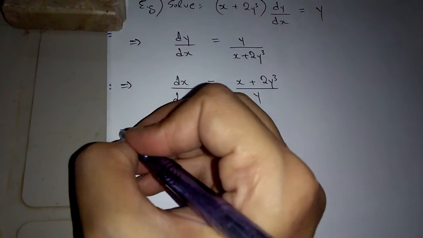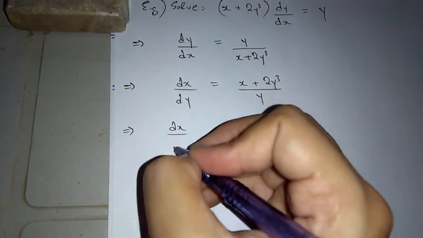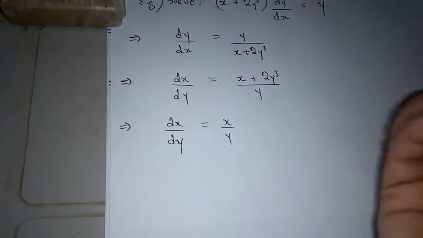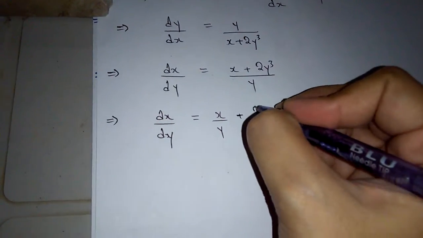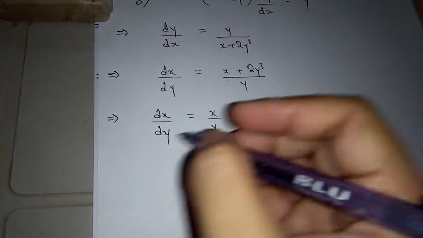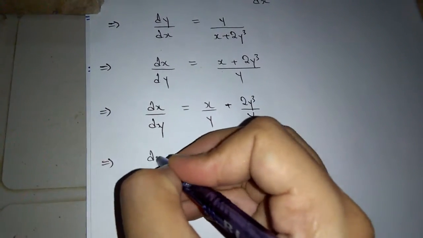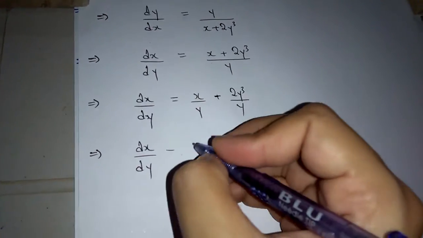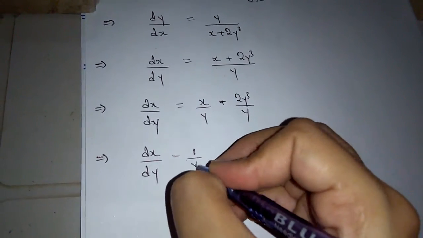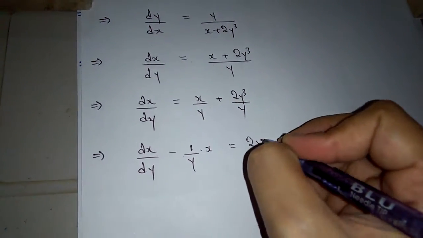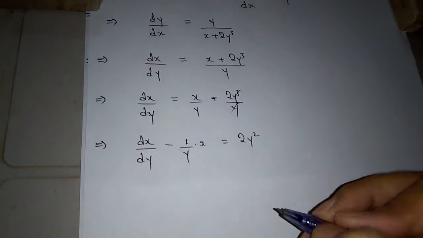okay, so it can be expressed now. It can be easily written in this way. If I just split the right hand side, it can be written in this way, yeah. And therefore I can switch this term on the other side. It becomes 1 upon y times x equals 2y squared after canceling.